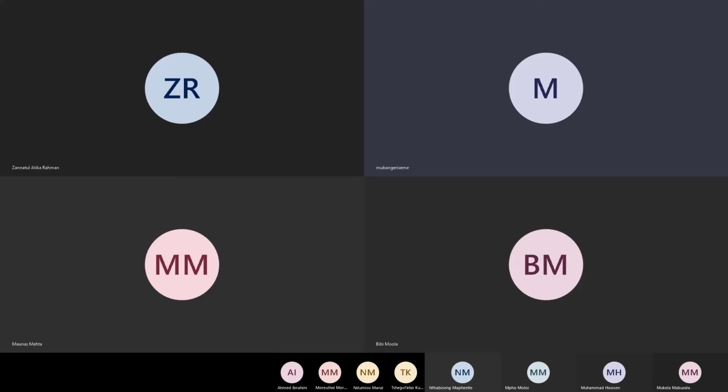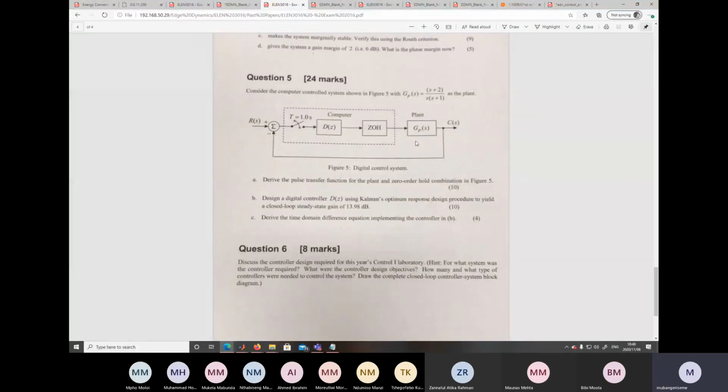Unless I get an explicit request from you guys to do a particular year, but this question rears its ugly head in a lot of places. So I'm just going to do this because it's a type of digital controller question you get. So that is 2016.